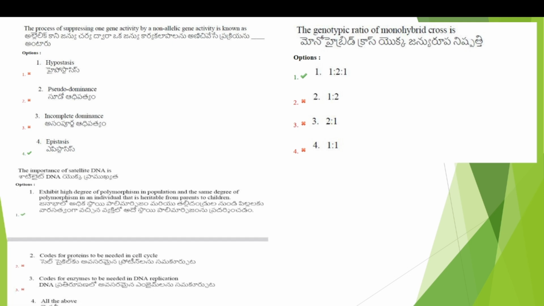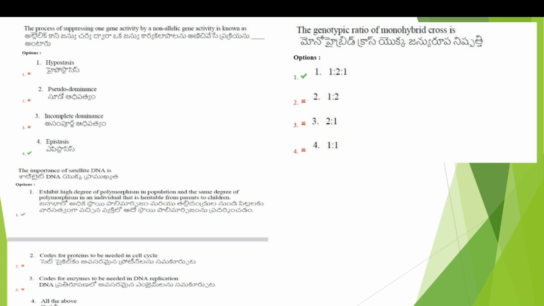Take another question. The importance of satellite DNA is what? You remember one thing: all satellite DNA is non-coding in nature. So satellite DNA doesn't code any protein or RNA. It is a non-expression portion, non-coding in nature. So you remember this thing.